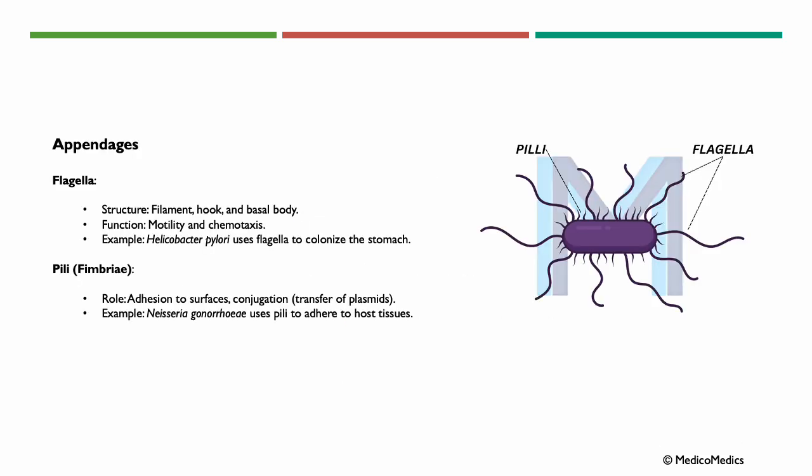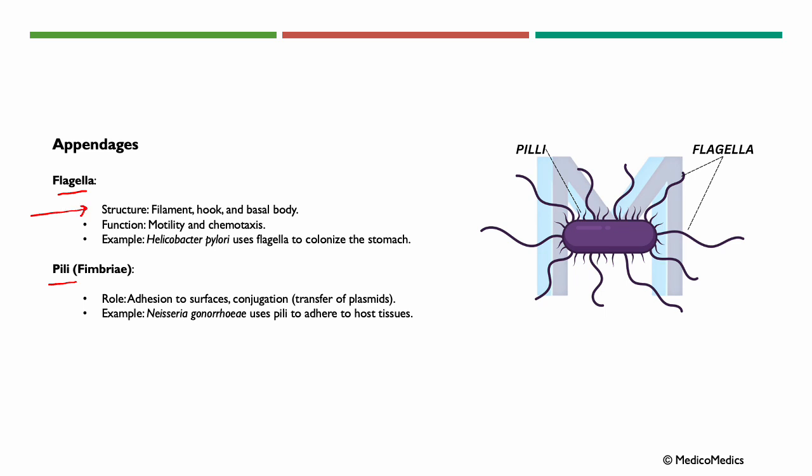Appendages. So bacteria have tiny structures called flagella, or tails, and these are used to swim. Or they have something called pili that are spikes, and this helps them to stick to surfaces. And some pili are even used to transfer DNA between bacteria, helping them share tricks like antibiotic resistance, for example.